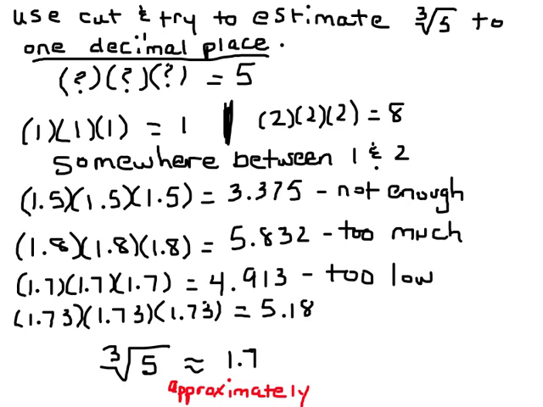1.7 cubed is 4.913. Not quite 5, so it's a little too low. I put in 1.73 and I got 5.18. So we know that it's definitely somewhere between 1.70 and 1.73. But remember, it did say estimate to one decimal place. If I estimate to one decimal place, it doesn't matter. It's still going to be 1.7. This little symbol right here, you haven't seen that yet. It is like a squiggly line equals mark, and it means approximately. So we estimated that.